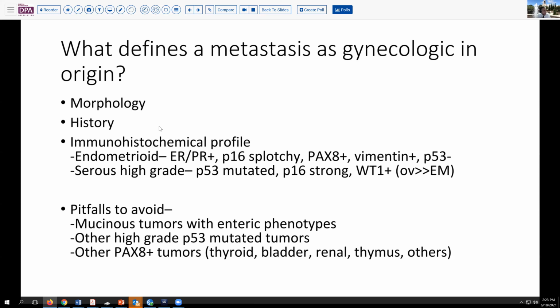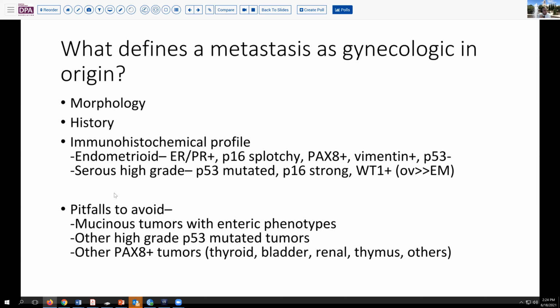Specifically for endometrioid tumors, I think if we have good hormone expression, if we have a characteristic P16 pattern of patchy cellular expression, if we have PAX8 positivity, maybe Vimentin positivity, though that's not quite as specific, and a negative P53 stain, that's pretty good evidence for an endometrioid phenotype. Serous high-grade tumors, either endometrial or ovarian, have strong P53 mutation patterns, strong P16 expression, and potentially also WT1 expression, and that can also steer one towards a serous high-grade lesion.